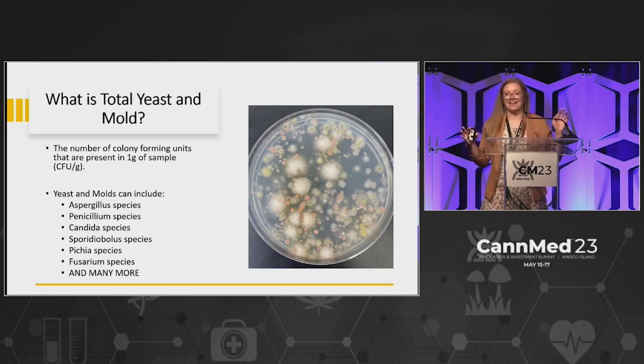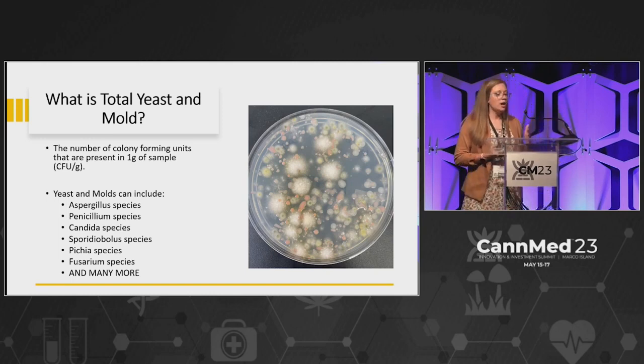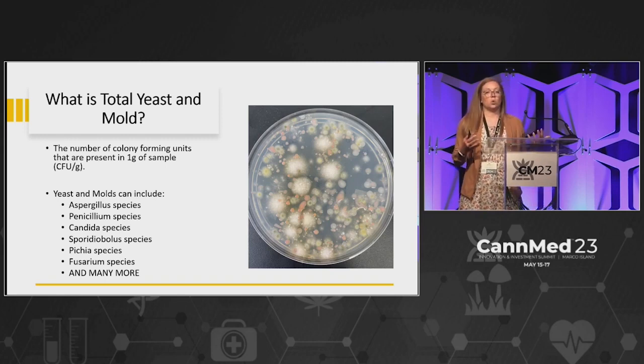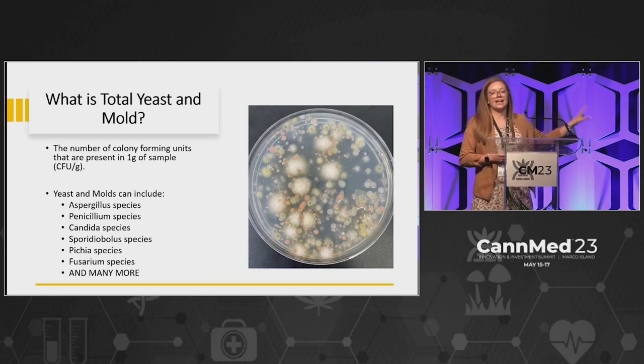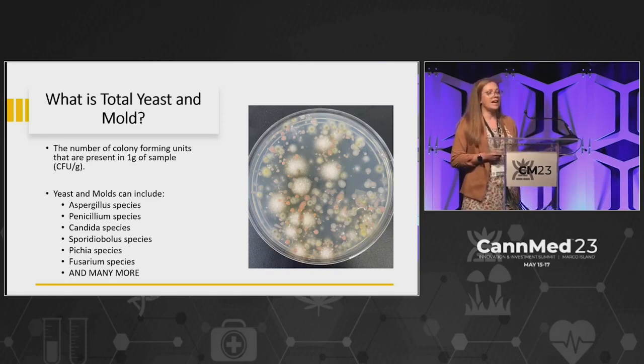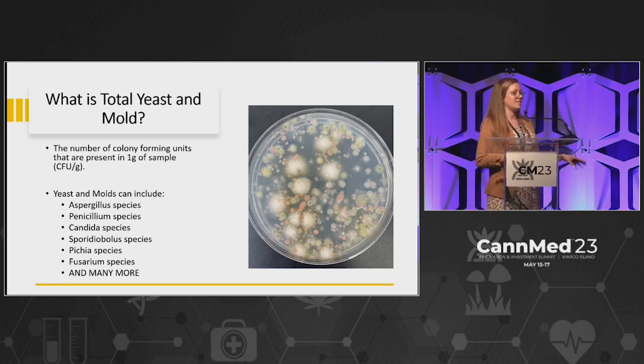It includes everything. Every total mold or yeast you can think of, it includes. So Aspergillus, Penicillium, Candida, Sporobolomyces, Pichia, Fusarium, and many more. And that's one of the complexities with doing total yeast and mold testing. When you're looking for so many different things, how do you know if you're seeing them all? And how do you know if everything you're seeing is dangerous or if everything you're seeing is good? What is the problem that arises with total yeast and mold testing?